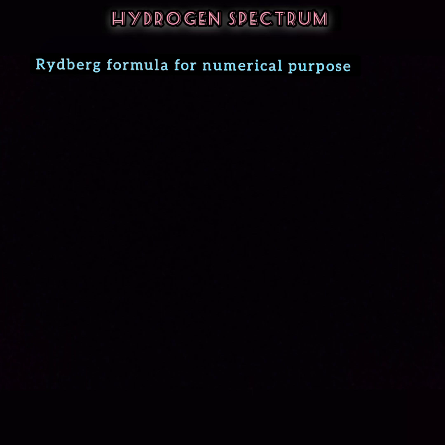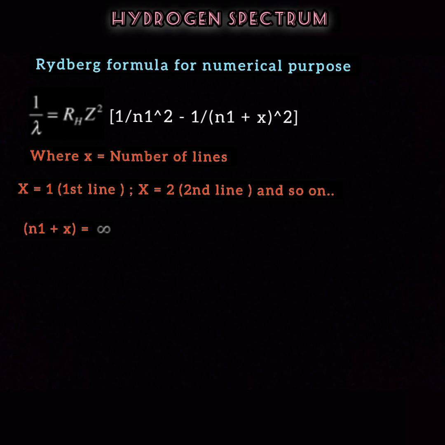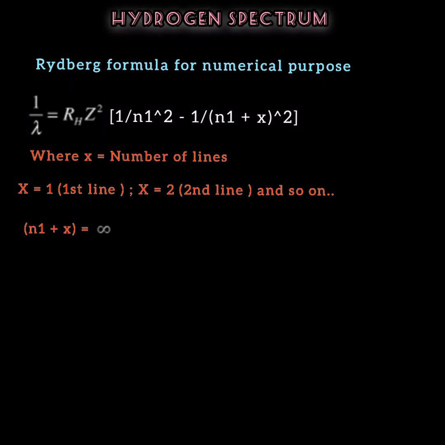For numerical purpose, the Rydberg formula may be given as 1 by lambda equal to R Z square into 1 by n1 square minus 1 by (n1 plus x) the whole square, where x equal to number of lines. X equal to 1, which means first line. X equal to 2, that is second line, and so on. n1 plus x equal to infinity for last line or last series.